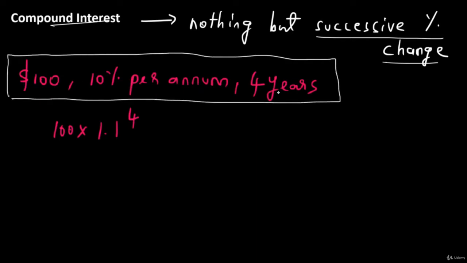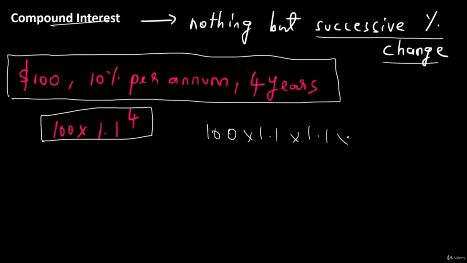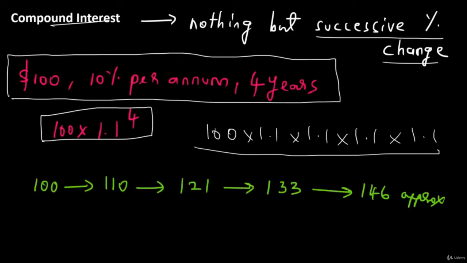Now at the end of 4 years, this will become 100 into 1.1 to the power 4, right? So this is what you would be getting back at the end of 4 years. Now why is that so? That's because after 1 year it will be 100 into 1.1, and after 2 years it will be into 1.1. After 3 years it will be into 1.1, and after 4 years it will be into 1.1, right? So we have already seen this. The interest is applied on the final amount, right? So what's actually happening? 100 will become 110 after 1 year, right?